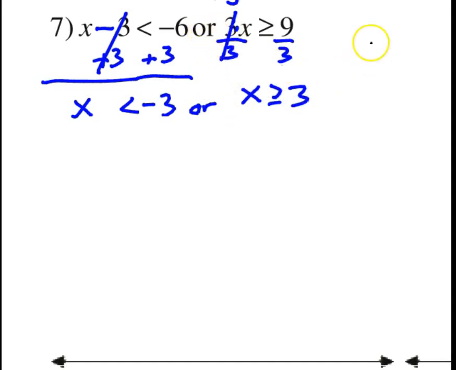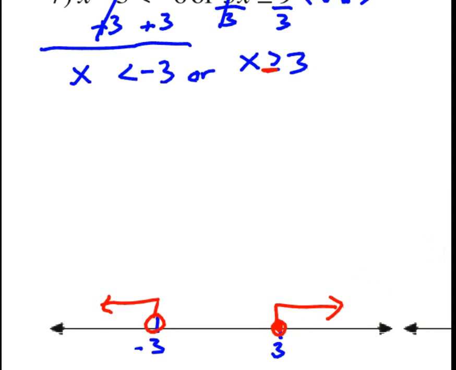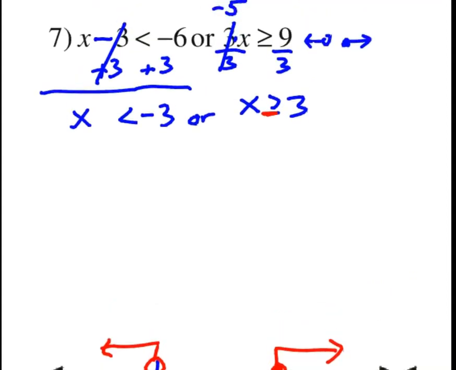And the or gives you an idea that the graphs should be going away from one another. When you see or, think of away. So we have, let's see here, -3, +3, okay. And this one has an equal to, so that one's closed. But this one does not, so this one's open. And final graph. So number 8.